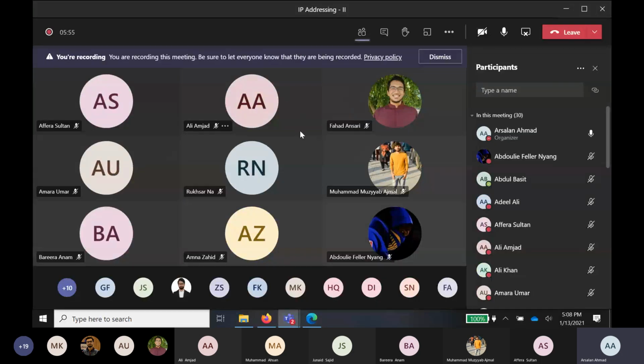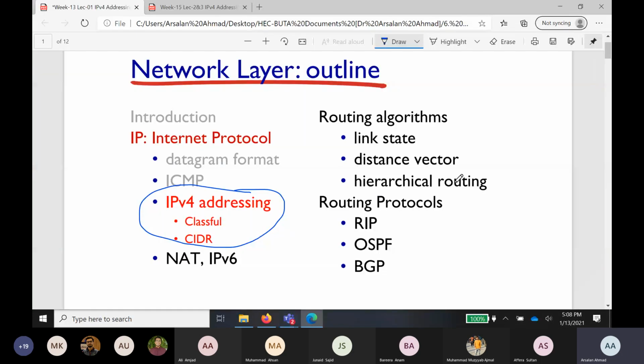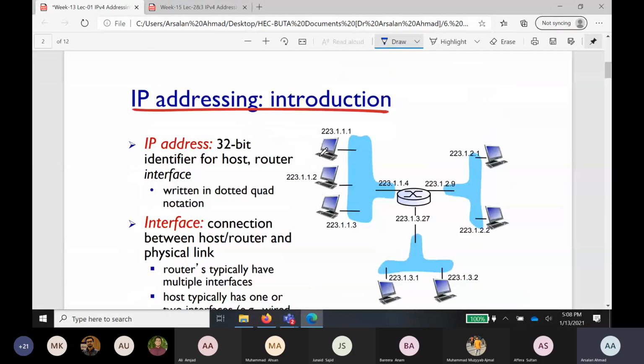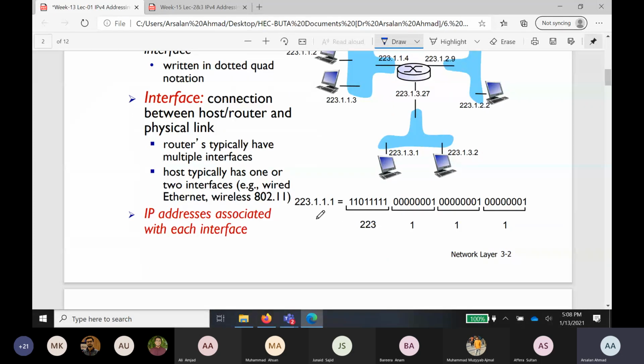I have started recording. So let's start once again. Yesterday we started this topic of IP addressing. I told you that an address is written in dotted decimal notation and is assigned to each interface. A common mistake students make is assigning an address to a host, machine or device. Address is associated with the interface, not with the device itself.